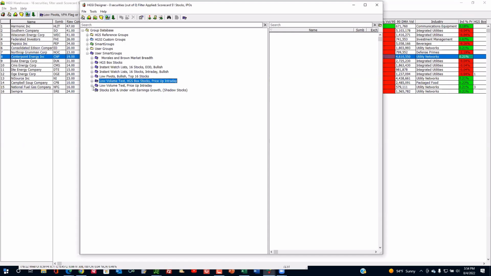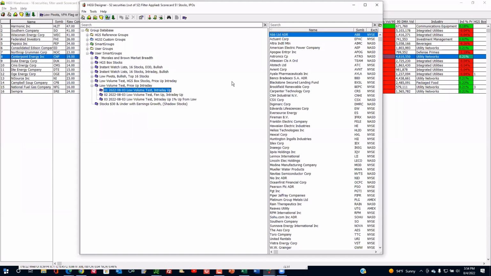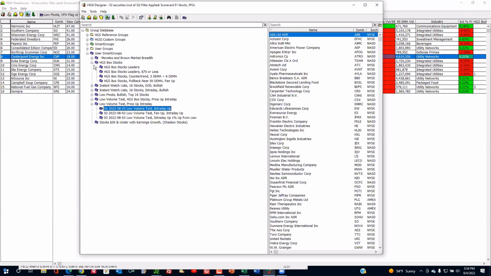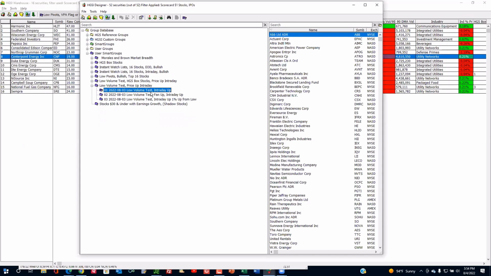Low volume tests, price up intraday. These scans I like, and I have the same thing for the box stocks. No, I don't. I thought I did. But I guess those are in my files. Anyway, these are low volume tests, and the intraday price is up.